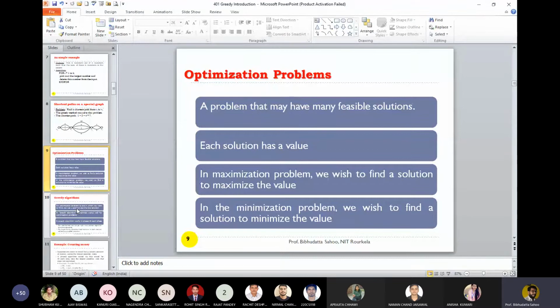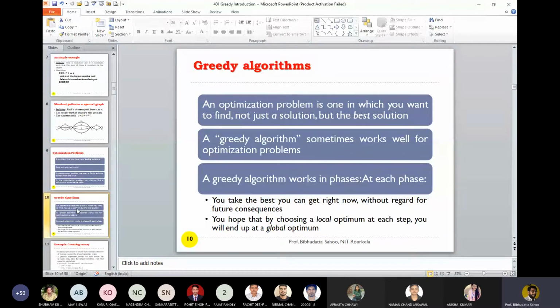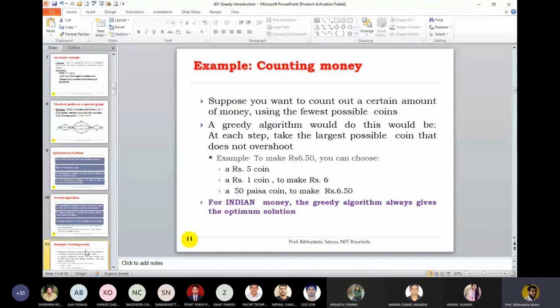Thank you. And now, look into the next, the greedy algorithm, the optimization problem in which you want to find out not just a solution but the best solution. So greedy algorithms sometimes work well for the optimization problem, but it is not always going to produce the optimal solution. So we are using a term, global optimum solution, or optimum solution in general. The other solutions which we obtained, we call a suboptimal solution.